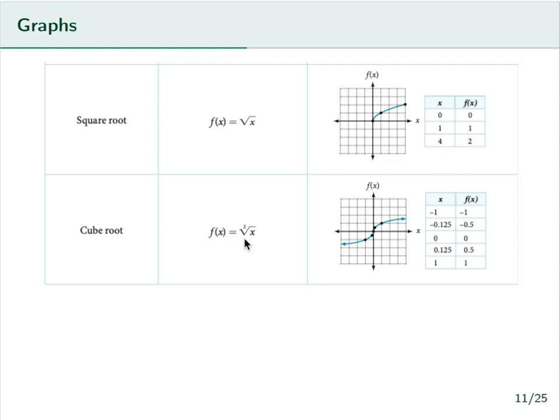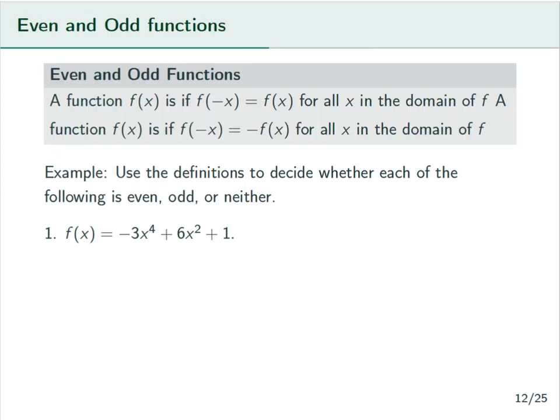And we have the cubic root. With the cubic root, we can have negative numbers, right? So that's why we have a negative side here. So those are some basic functions that we need to be familiar with, know the shape of, or be able to graph by plotting some points.